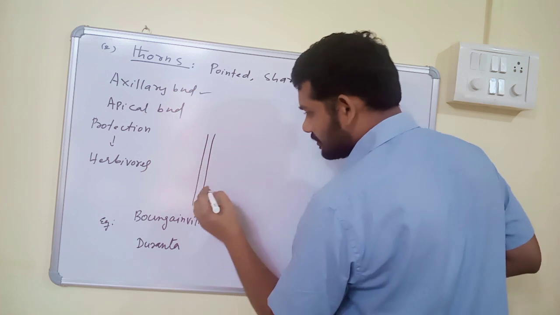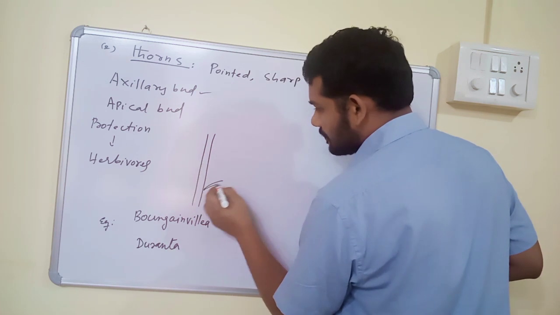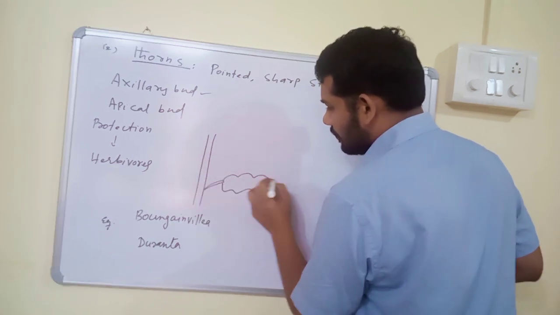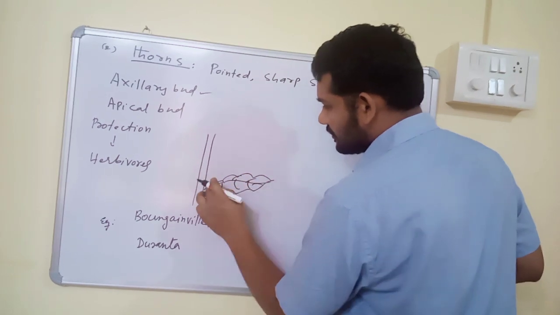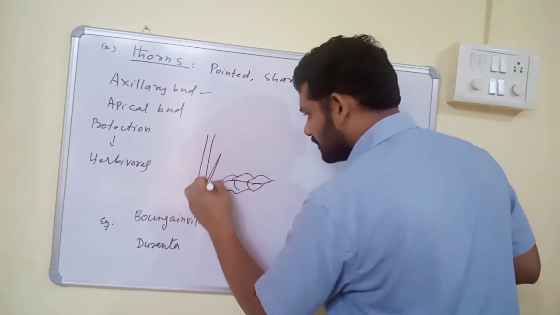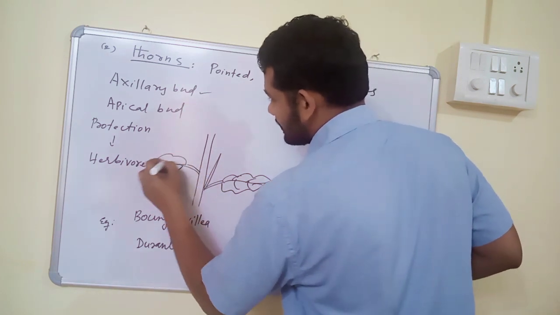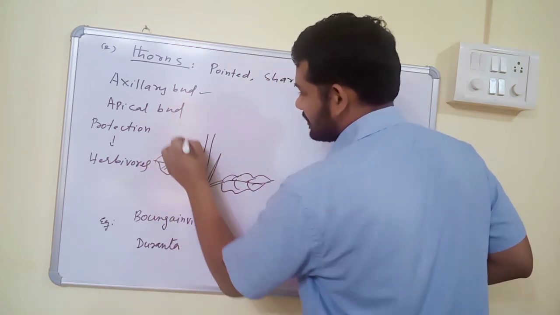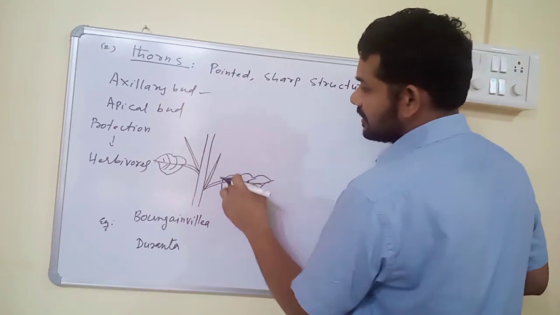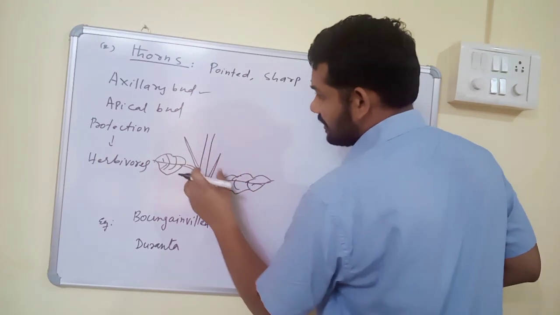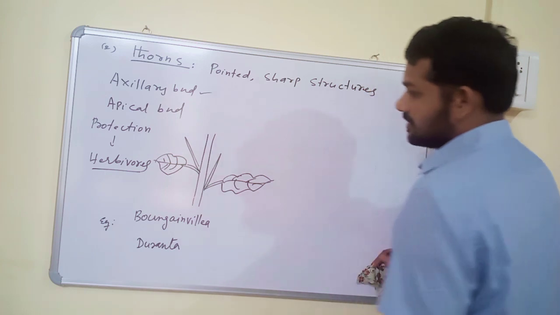So this is the bougainvillea. This is the auxiliary bud. Then the auxiliary bud modified into a sharp pointed structure, and this sharp pointed structure is called thorns. And thorns usually give protection to the plant from herbivorous animals.